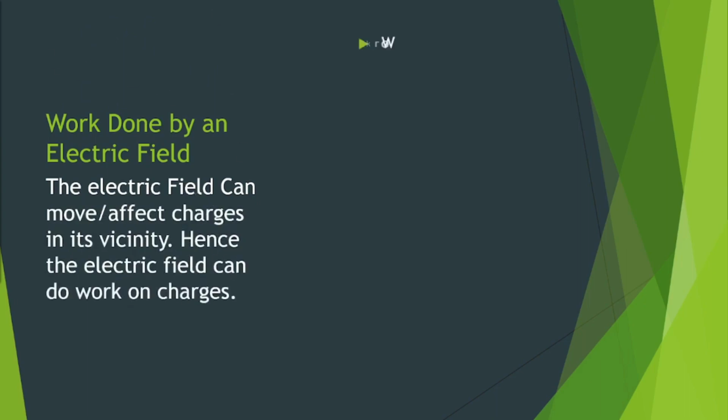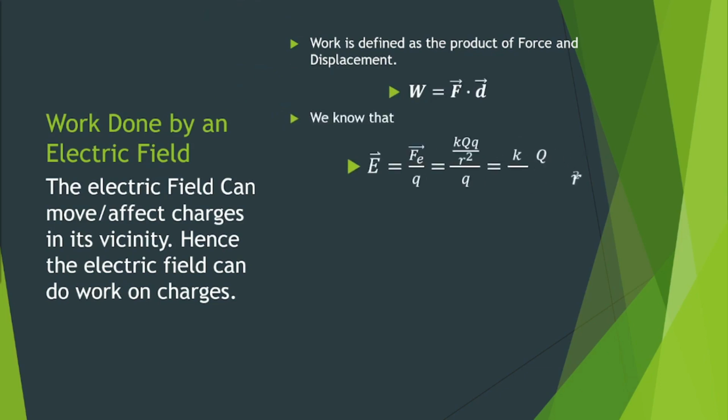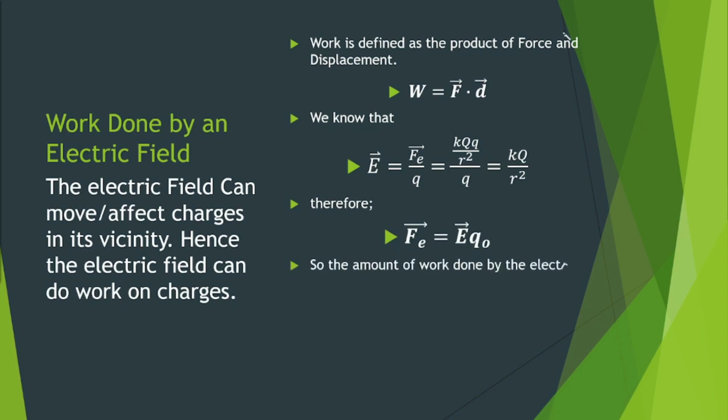Work is defined as the product of force and displacement. We also know that the formula for the electric field E is F sub E over charge Q. We can simplify this and we will see that it is equal to K times Q over R squared. And therefore we see that the electric force, F sub E, is equal to electric field E times charge Q. So the amount of work done by the electric field on the charge is computed by substituting this expression for F. We find that work W is equal to the product of charge Q times the electric field E times the displacement.